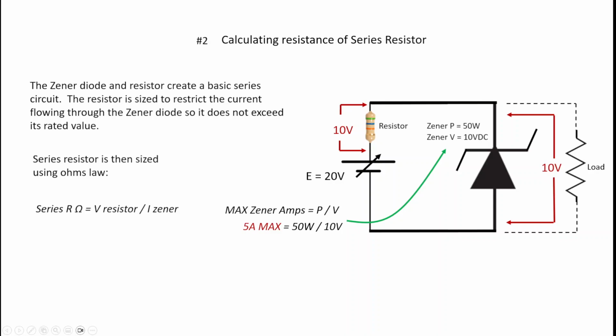If we exceed this value, we will damage the Zener. So 10 volts divided by 5 amps gives me 2 ohms. So that's a 2 ohm resistor that I would have to connect in series with the Zener diode.